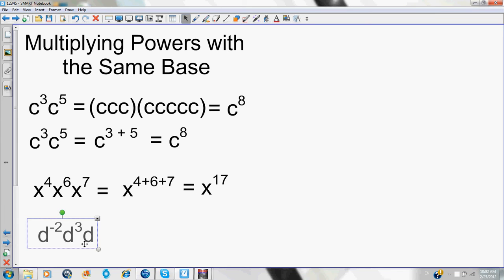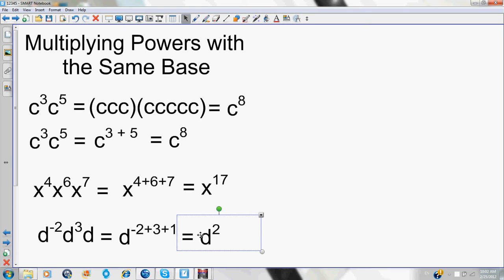And finally, we've got d to the negative 2 times d to the third times d. So once again, we'll add the exponents. So that will be d to the negative 2 plus 3 plus 1. Very important to remember, if there's a variable or a number that does not have an exponent shown, it's understood to be a 1. Okay, so that would be negative 2 plus 3 plus 1. Negative 2 and 3 make 1, plus 1 makes 2, so our answer is d to the 2nd.